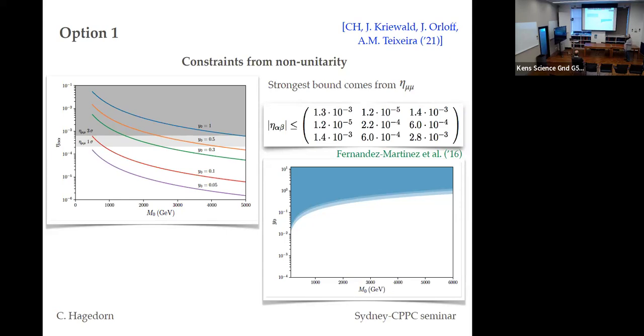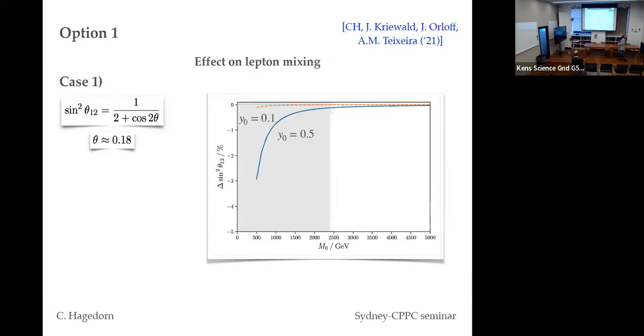Okay. Now the crucial question is, because I said I do all these symmetries and stuff because I want to have some prediction for the lepton mixing and so forth. So now the question is, do these non-unitarity effects actually spoil my predictions? So we look at case 1 again, and we look at what happens to the solar mixing angle, which had this form in terms of this free angle theta.